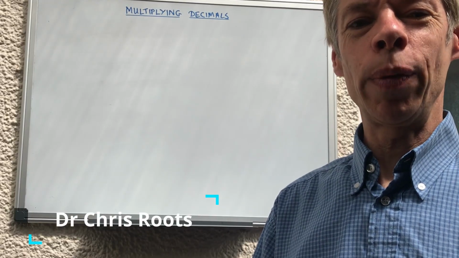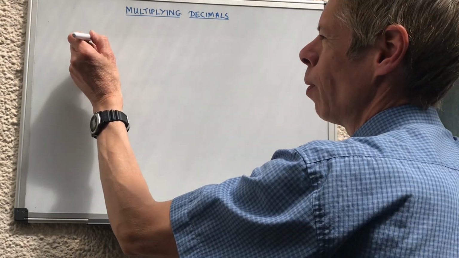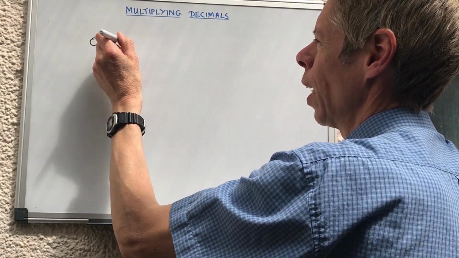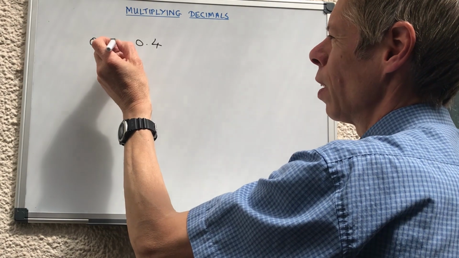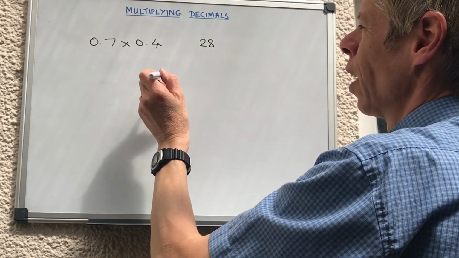Hi everyone, I'm going to be talking about multiplying decimals. So how do we multiply decimals? Well, the simplest way is that we just multiply the numbers that we have. So 7 times 4 gives us 28.